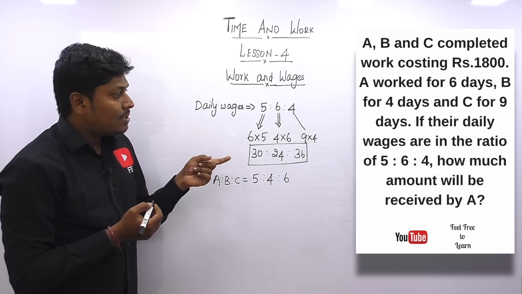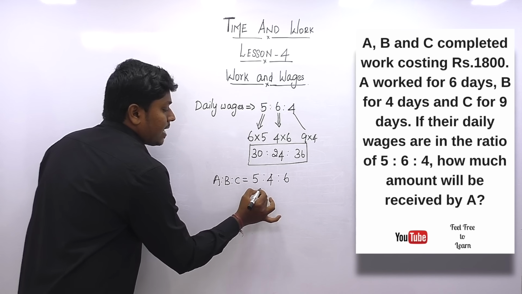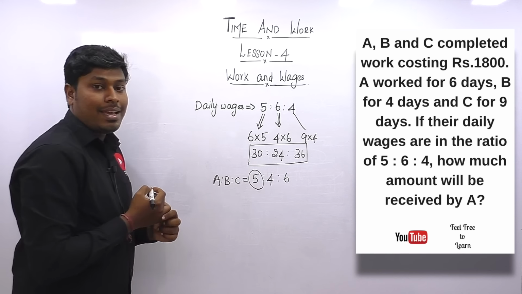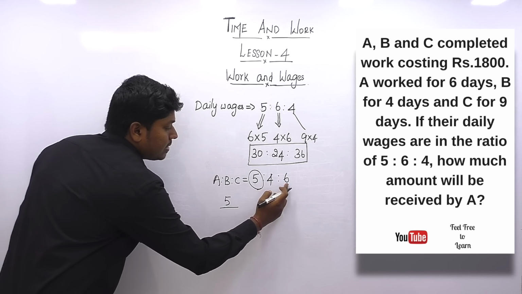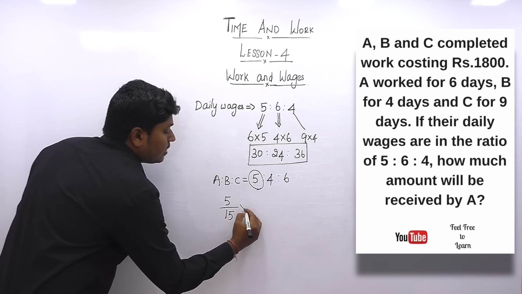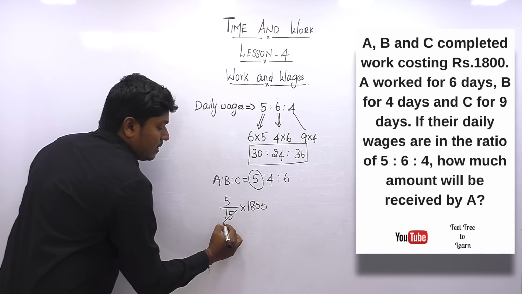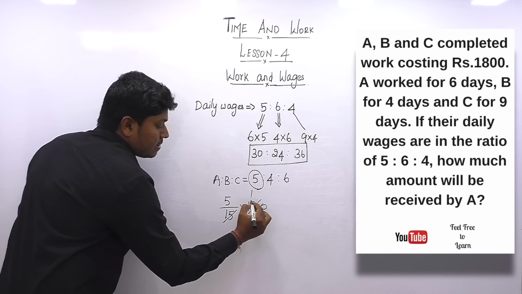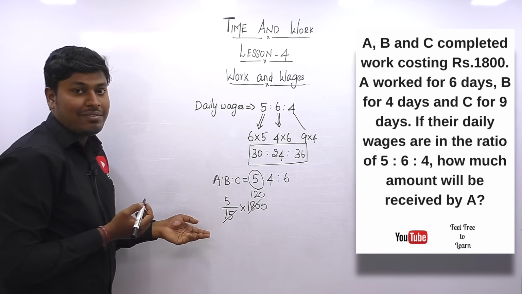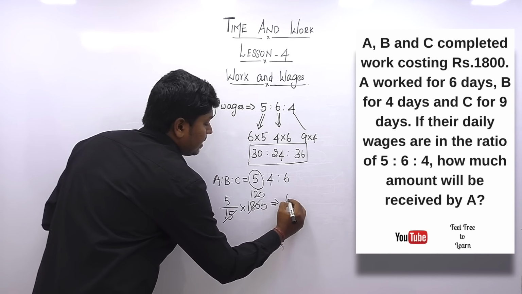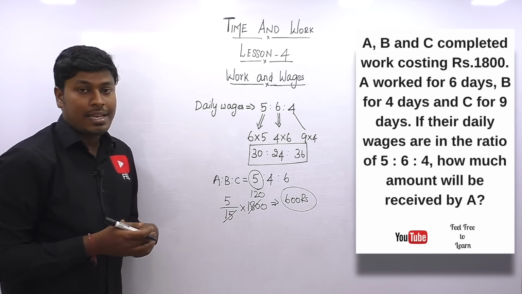What is our target? Our target is to find how much amount will be received by A. That means we find the amount received by A, that is 5 parts. So we can say 5 divided by the total, that is 15, into the amount, which is 1800. When you cancel, this becomes 1 times 2 times 0, 120. So 120 into 5 will be 600. So we can say that rupees 600 will be the share of person A.